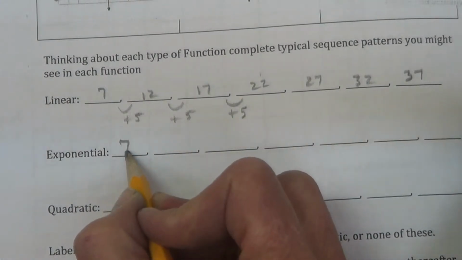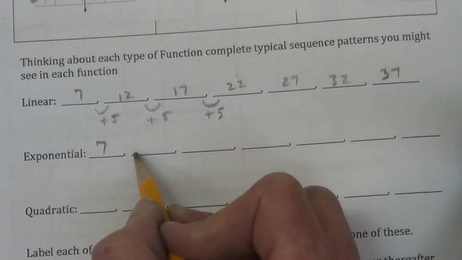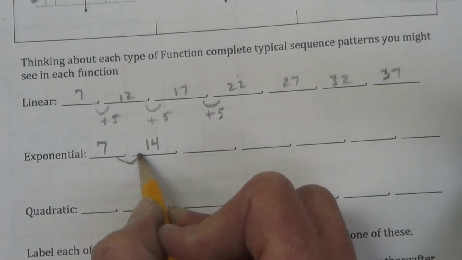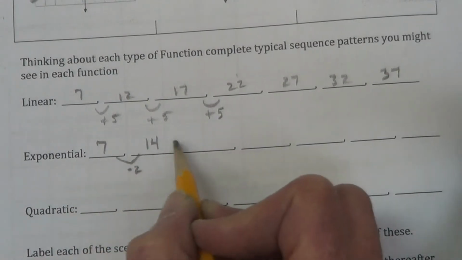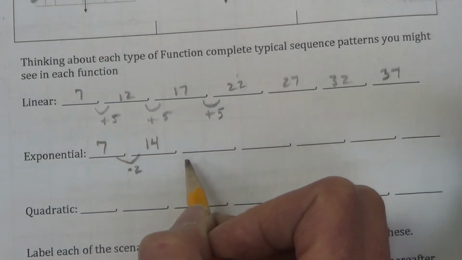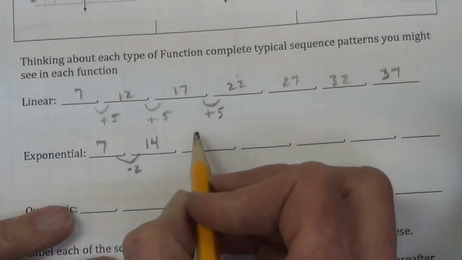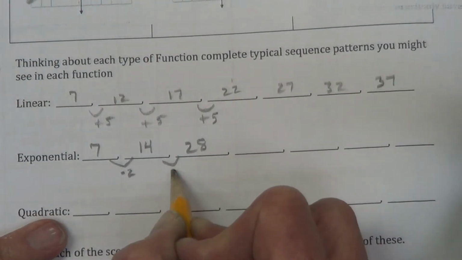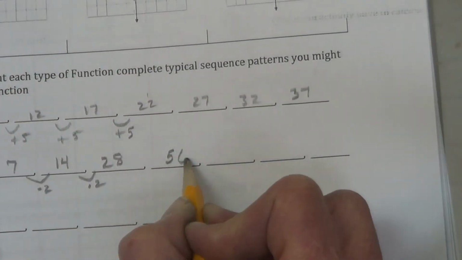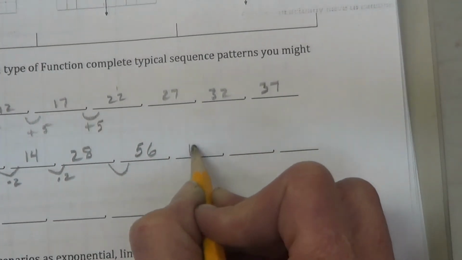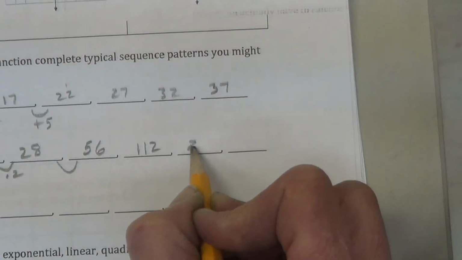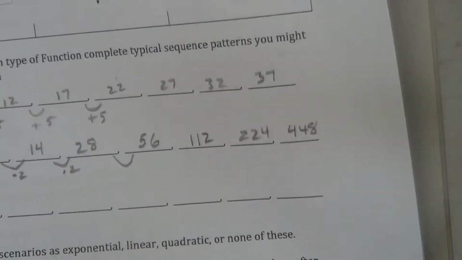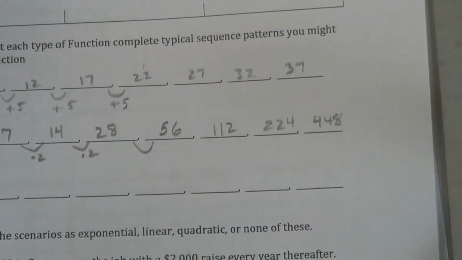Exponential, let's say we started at 7. Well, remember it grows exponentially, so we multiply by a factor. This one has a common ratio. Now, it could go up or it could go down. This is a growth factor that I'm doing here because it's going up. So 14 times 2 would be 28. They've all got to be times 2 now. 56. 56 times 2 is 112. Times 2 is 224. Times 2 is 448. Okay? So that's the exponential growth.